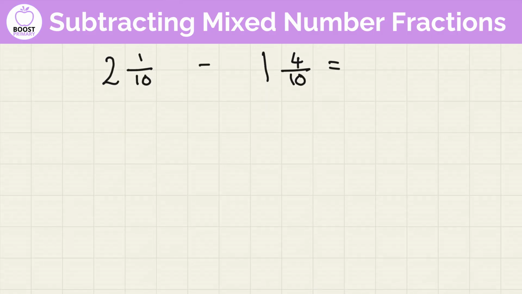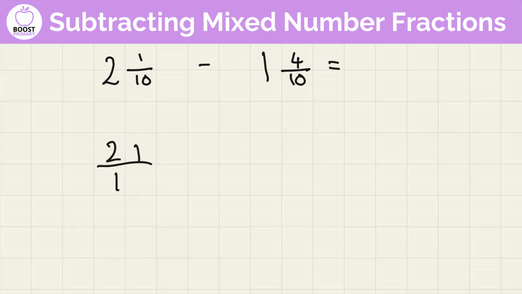Let's have a look at a second question. 2 1/10 take away 1 4/10. This time the partition method won't work because 4/10 is larger than 1/10. So I'm going to show you a second method. I'm going to convert both mixed number fractions into improper fractions.